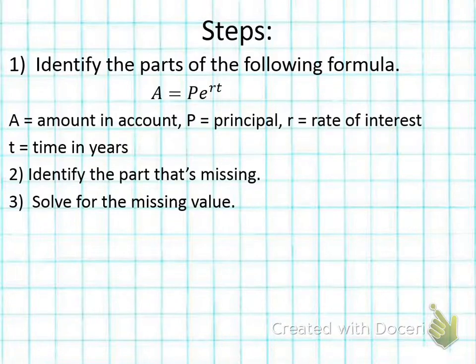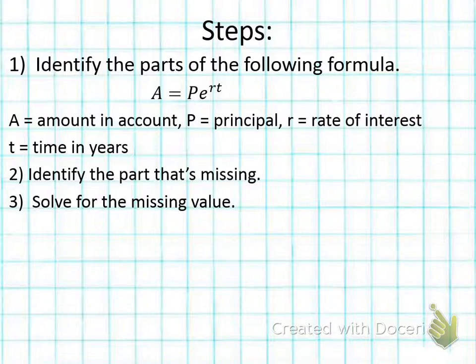Here are the steps for today. So we're talking about continuous interest. This is the continuous interest formula. There's 4 parts you need to know. A is the final amount you're going to get after so many years. P is the principal amount that you are saving. E is Euler's number. We know that already. R is going to be the rate of interest. And T is the time in years. Okay? So here we go.